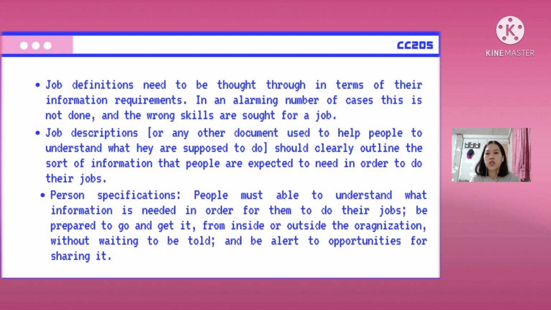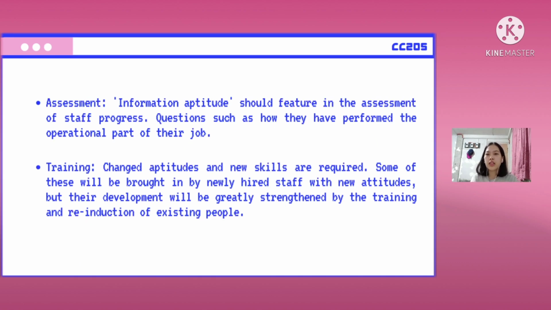Person specifications. People must be able to understand what information is needed in order for them to do their jobs, be prepared to go and get it from inside or outside the organization without waiting to be told, and be alert to opportunities for sharing it. Assessment. Information aptitude should feature in the assessment of staff progress. Questions such as how well they have performed the operational part of their job.